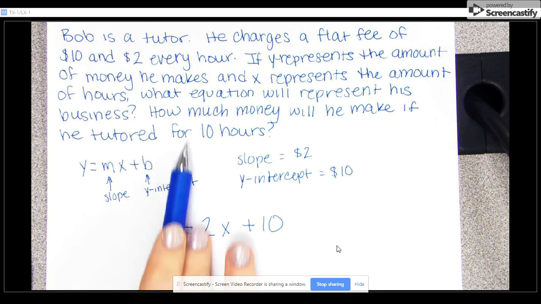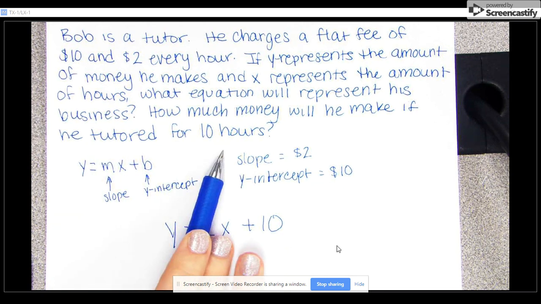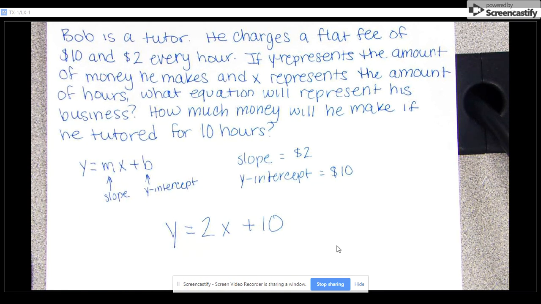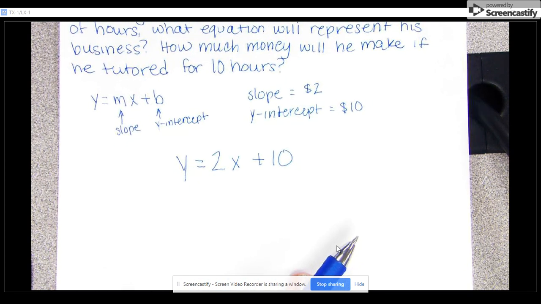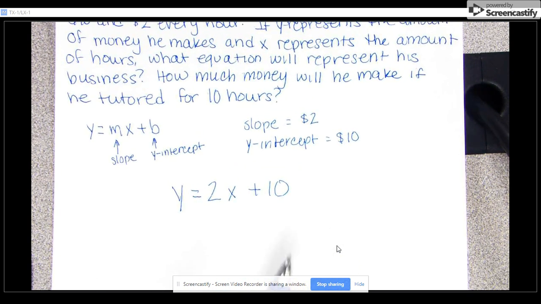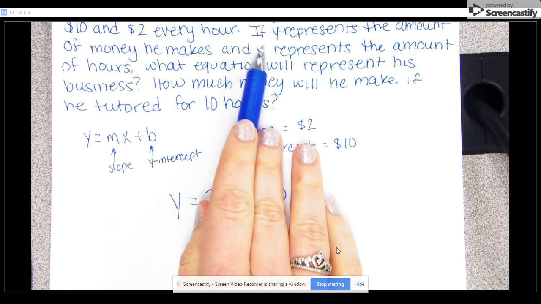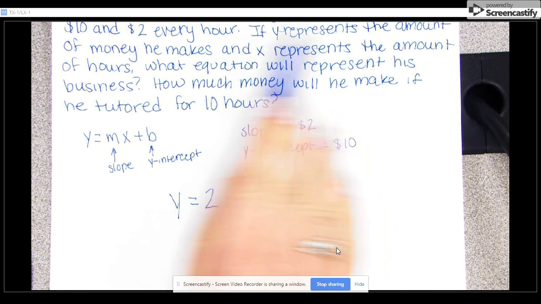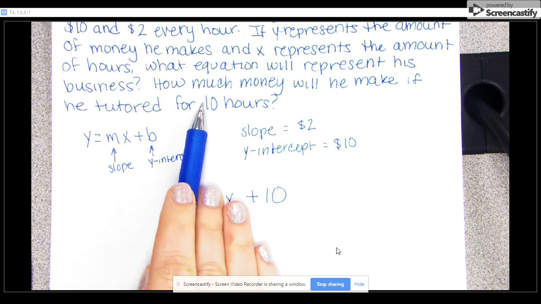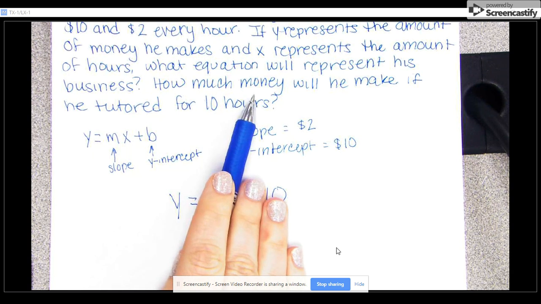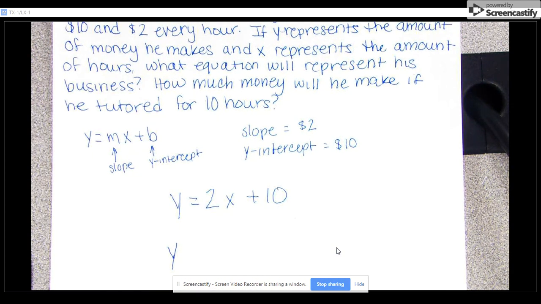They asked me another question: how much money will he make if he tutored for 10 hours? So to do this, I'm going to use the equation that I found. Looking back at the problem, I want to see what x and y represent. And it says right here, y represents the amount of money he makes. So that's what that question is asking me, how much money. I don't know what y is, so I'm just going to keep that y.